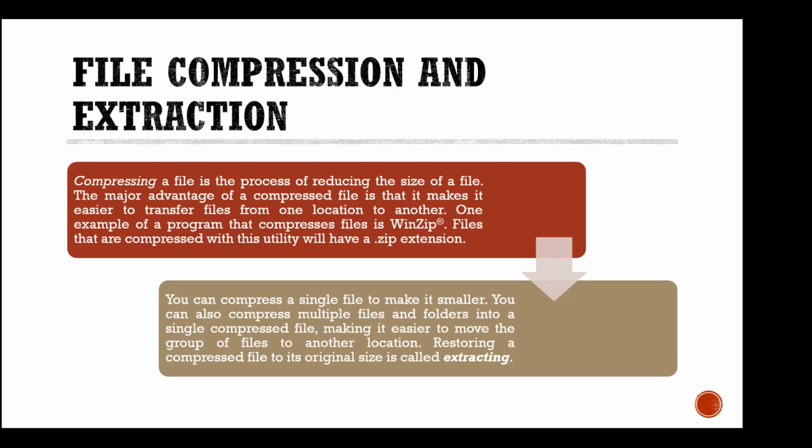Compressing a file is the process of reducing the size of the file. The major advantage of a compressed file is that it makes it easier to transfer from one location to another. One example of a program that compresses files is WinZip. Files that are compressed with this utility will have a .zip extension. There are also different extensions like 7-zip, the RAR file, and there are many more.